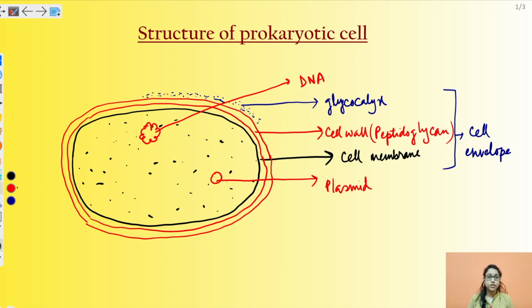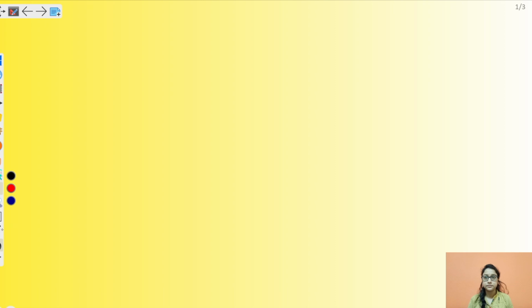The genomic DNA, in general, will be present in the middle of the cell, but at the time of cell division, it will move and be present in this region, the cell membrane region. In the cell membrane of bacteria, we can find some infoldings.